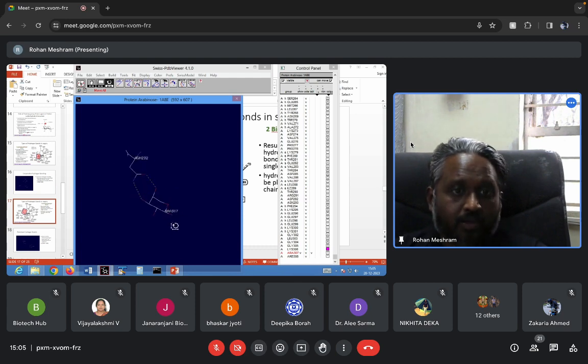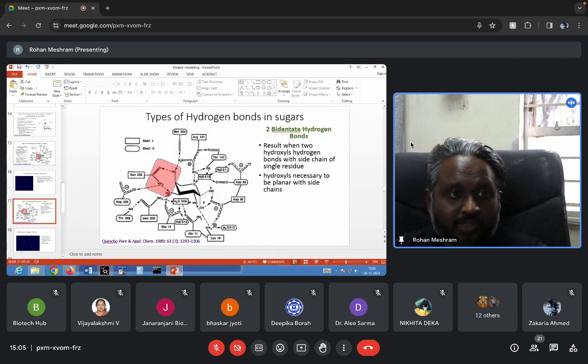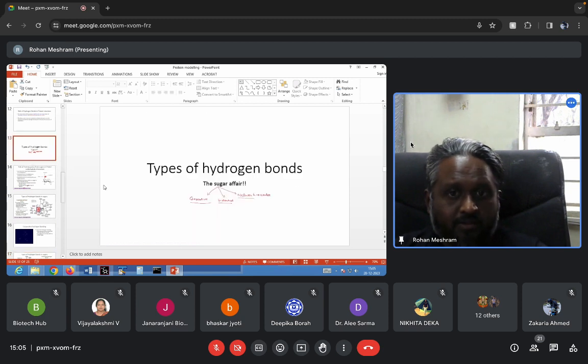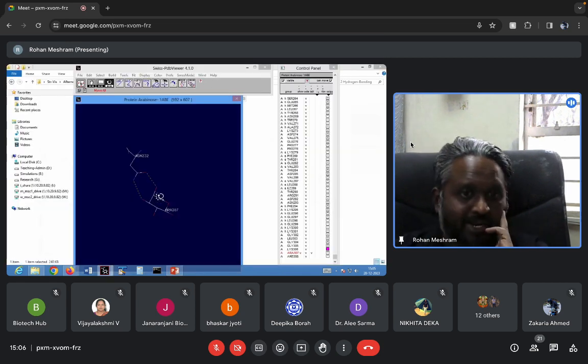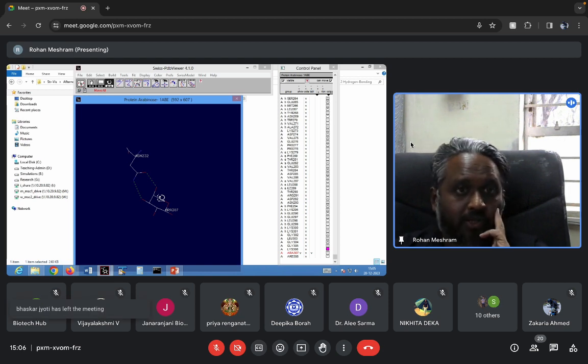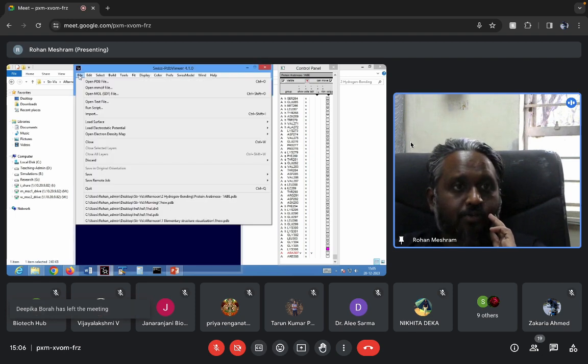Okay, then the third type of hydrogen bonding that I have mentioned, that was something called as network of hydrogen bond that is mediated by water molecule. Okay, so now in order to visualize that, we would visualize water molecules as well. Okay, so uske liye what we need to do, let us close this thing now.